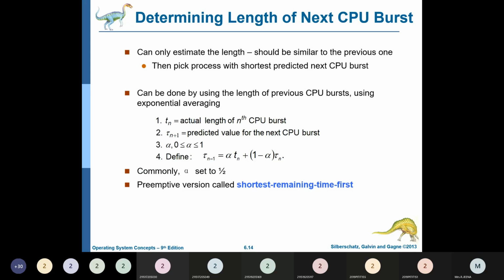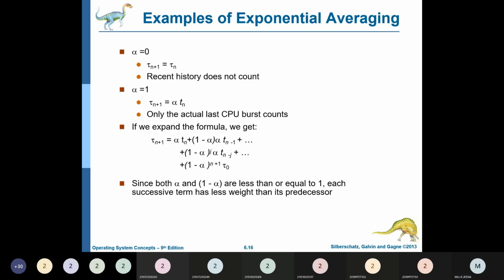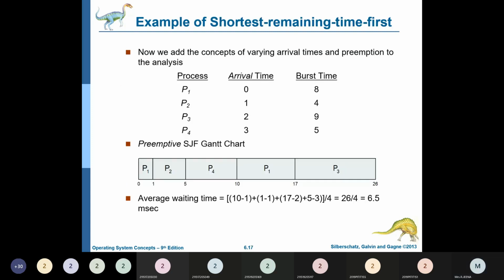Then here also we have preemptive and non-preemptive scheduling, in which SJF has 2 criteria, that is preemptive and non-preemptive. The preemptive SJF scheduling is sometimes called the shortest remaining time first scheduling. What is shortest remaining time first scheduling?